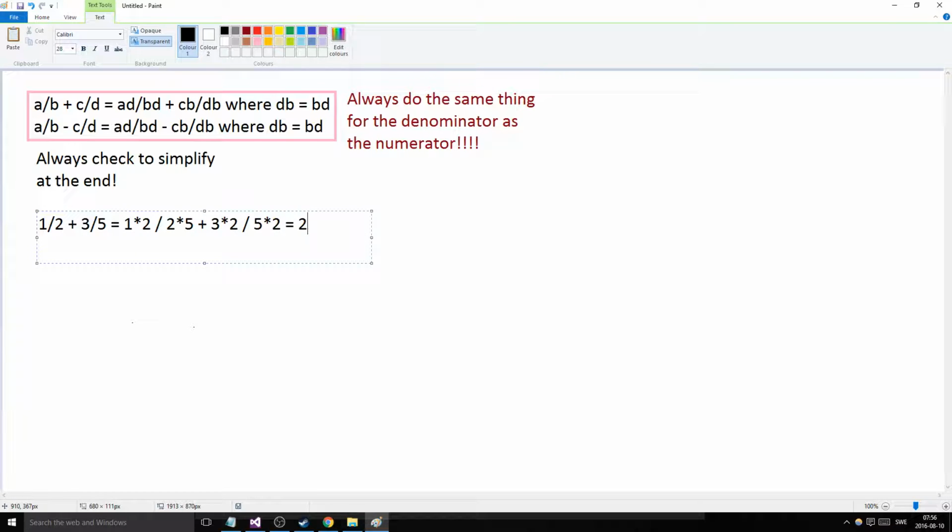So this gives us 2 through 10 plus, no wait, this is 5. I almost messed up here. 5, 5, 2, 2. Plus, what is this? 6 through 10. Okay, cool. So that's good. We got that, and this gives us 11 by 10.